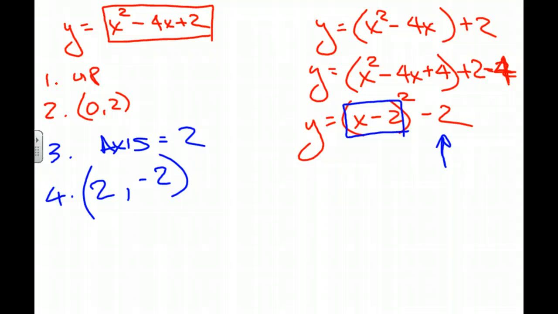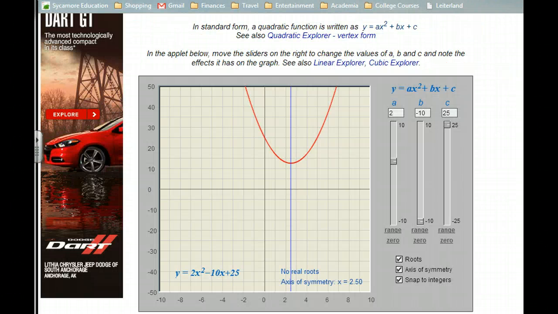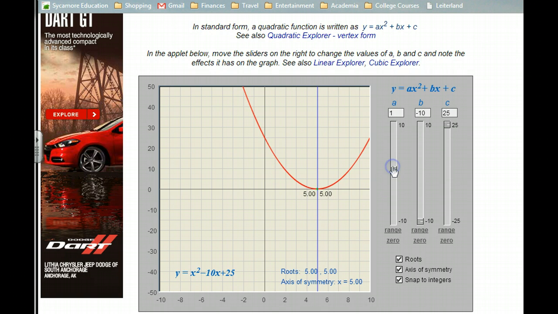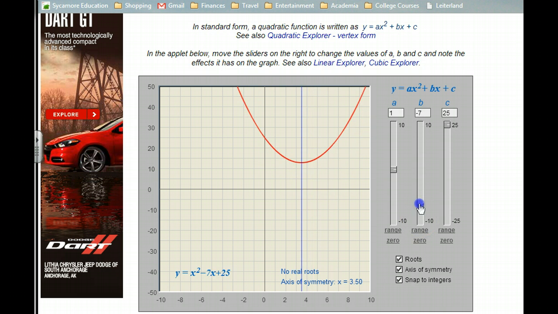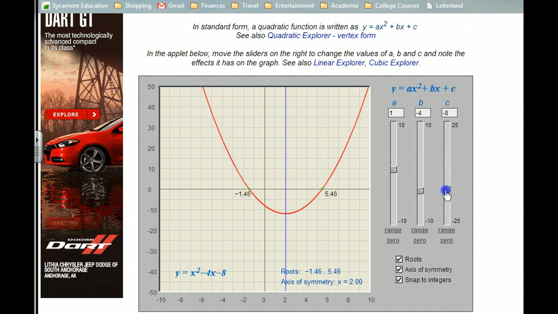Wait. This is from the vertex? Yes. So, alright, now I'm confused. Okay, let's look at this. What is my a value? What was the number in front of x squared in the original equation? 1. Okay. What was my b value? Negative 4. Okay. And my c value? What was the c value? 2.